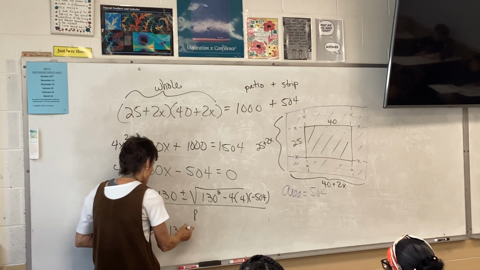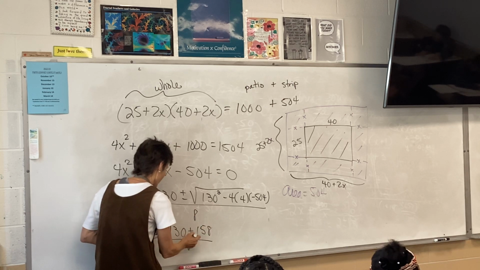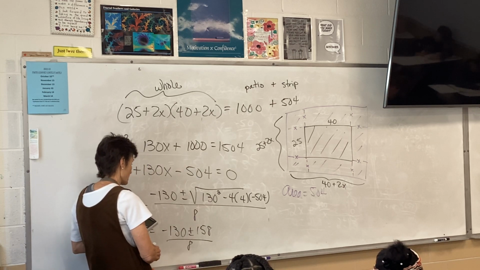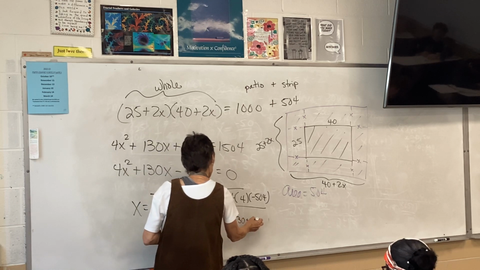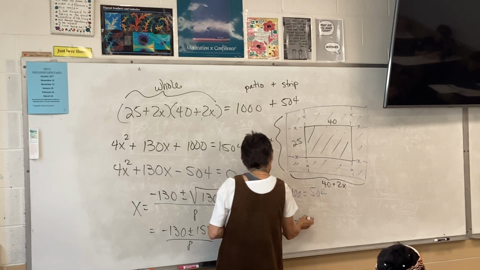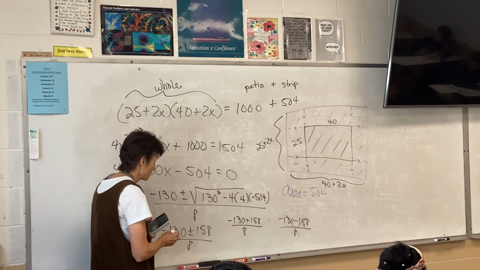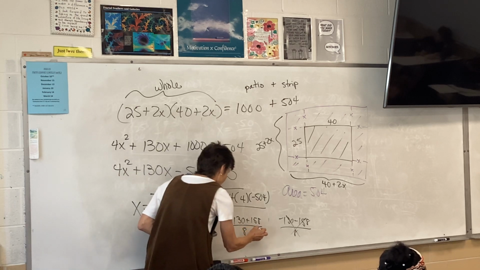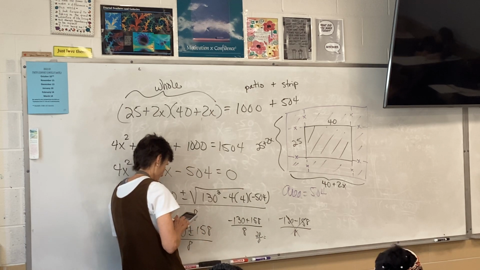I actually got this to be a perfect square. It's a big number, but when I square rooted it, it came out to be 158. So it looks like I have negative 130 plus 158 over 8, and negative 130, that won't work. Can't be negative, so we get rid of that one. So I got 28 over 8, which is what? What is that? 3.5.